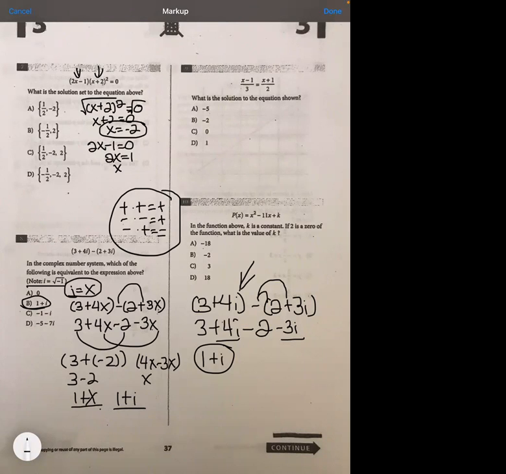So are you guys comfortable with the problems that have i in it? Because if not, after this section, I'm pretty sure we might still have time, and then I'll go over that too.